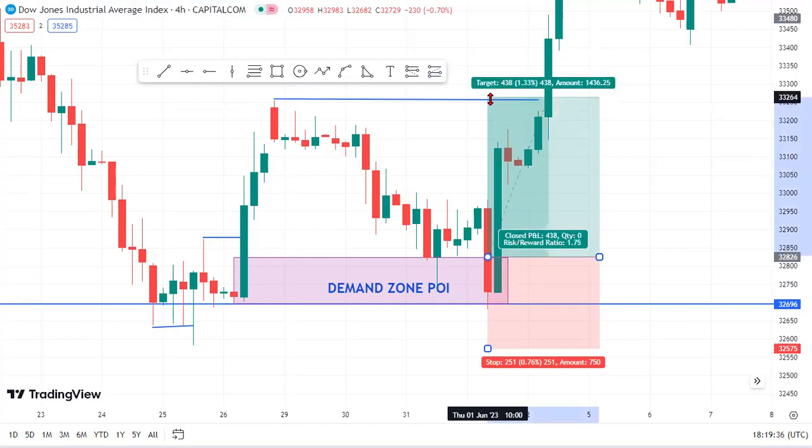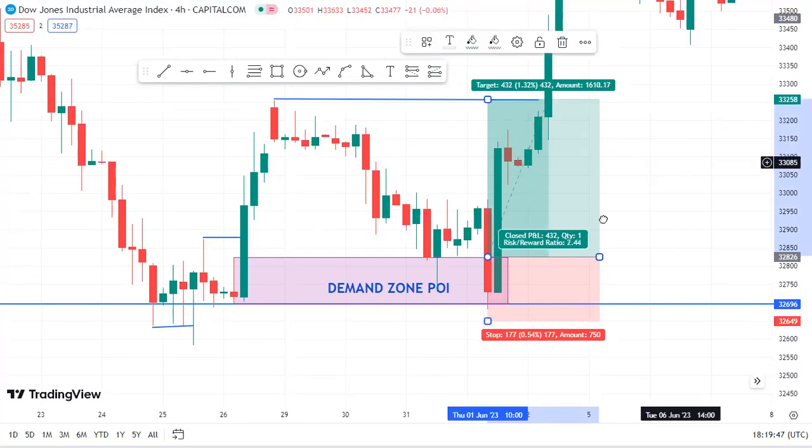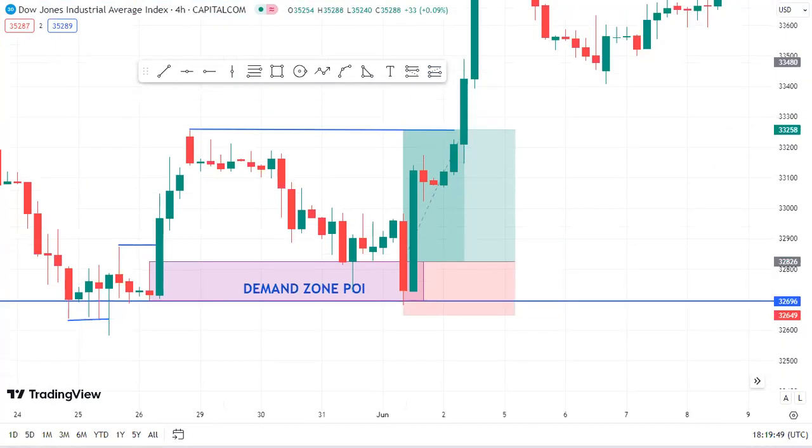Target here, stop loss below. That's what we are talking about here. Getting this from this. So you move from a larger time frame, now you are going to a smaller time frame.